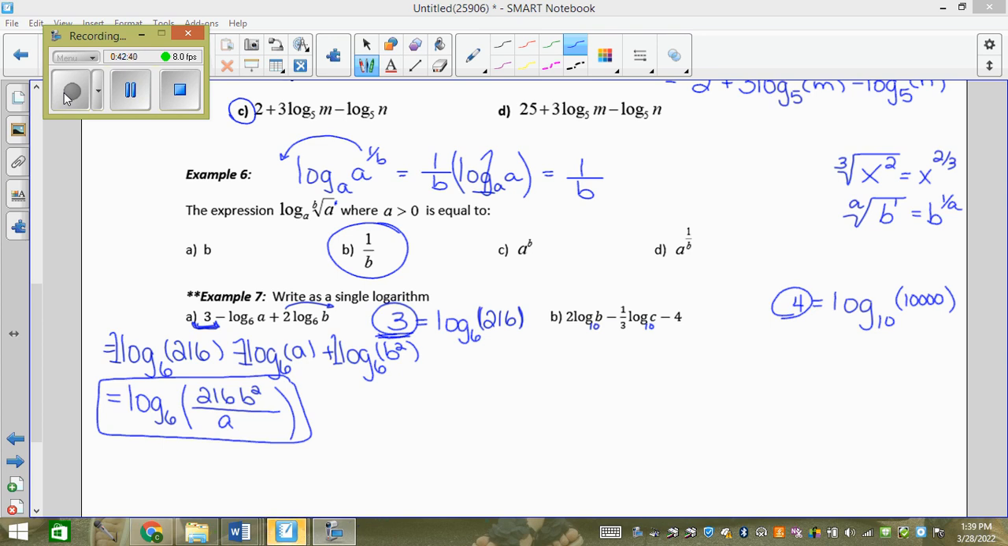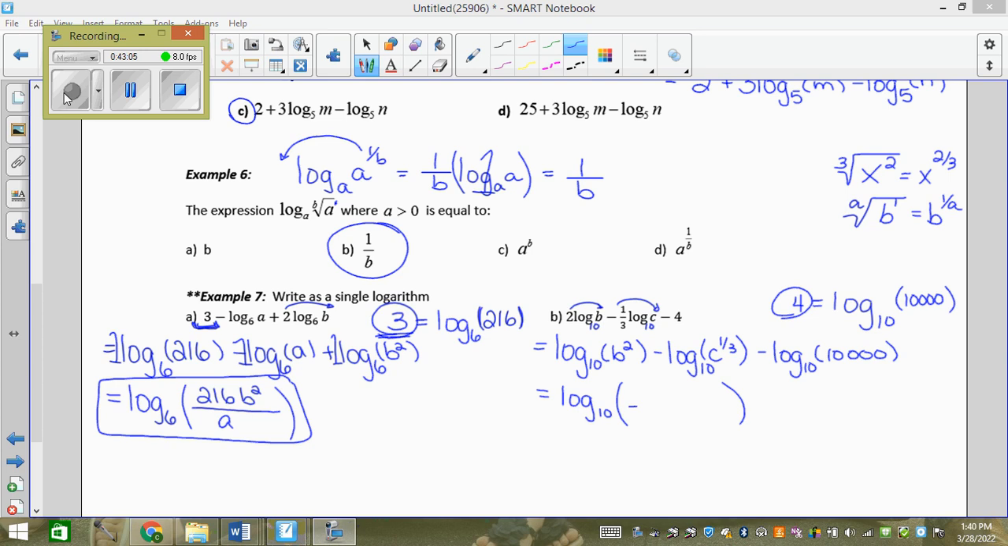So now the 2 has to come up, the third has to come up. So we're going to get log base 10 of b squared minus log base 10 of c to the third minus log base 10 of 10,000. And I'm going to get log base 10. B squared stays in the numerator because there's a plus 1 in front. C to the third goes to the denominator. And then 10,000 goes to the denominator.